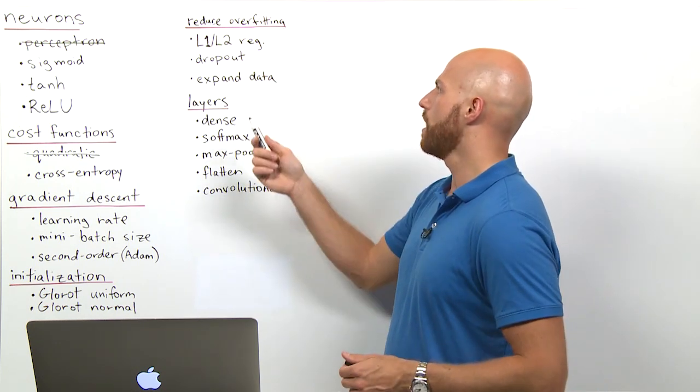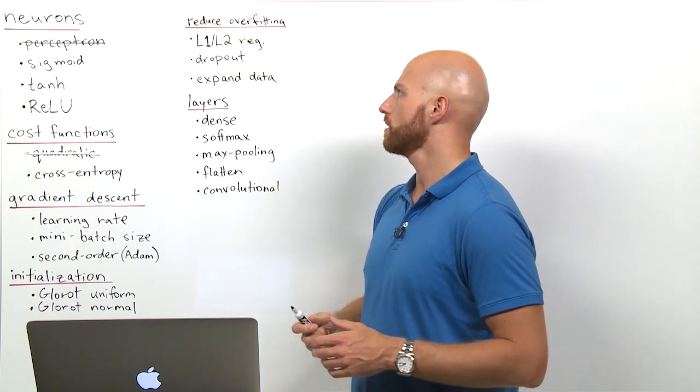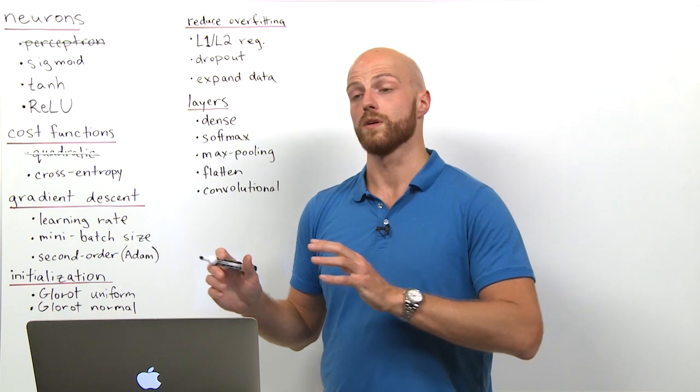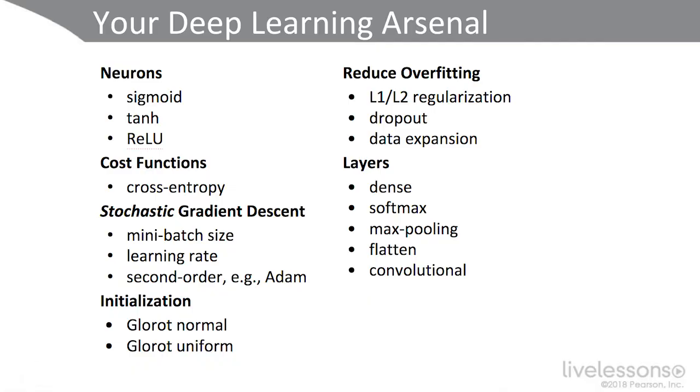And data expansion is another option for reducing overfitting. We'll be working with fixed size data sets for these live lessons, but we'll talk about using larger data sets quite a bit. The final section here is layers. So there are a handful of layers that we became familiar with in our previous live lessons. We'll be adding to those in these ones.